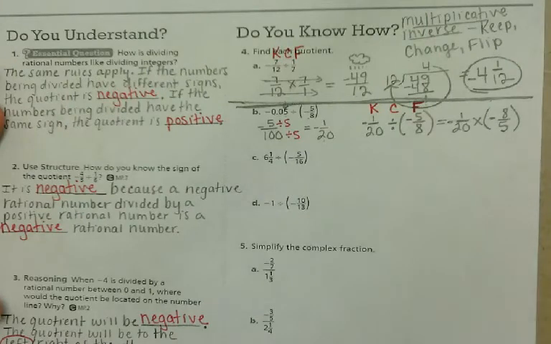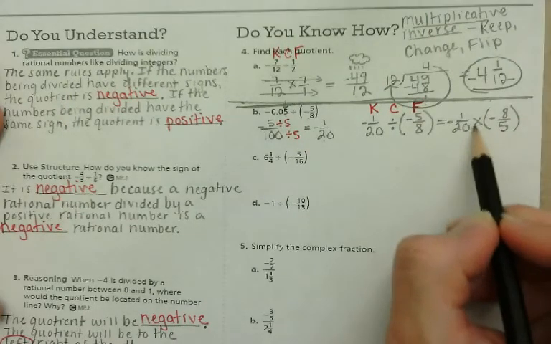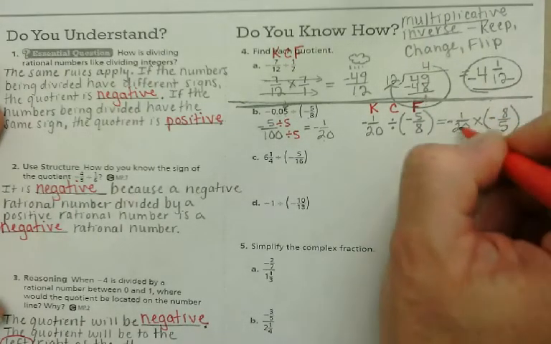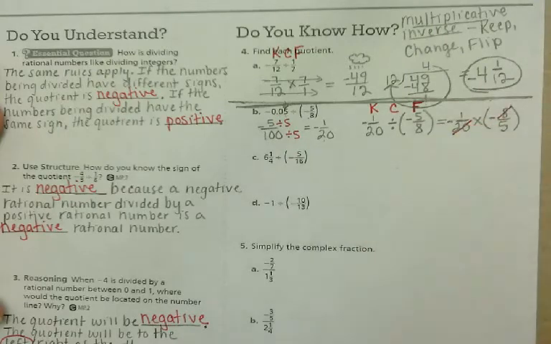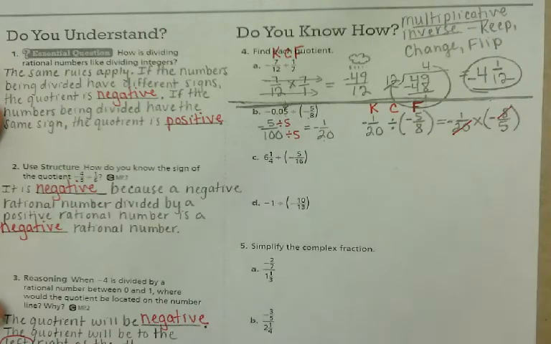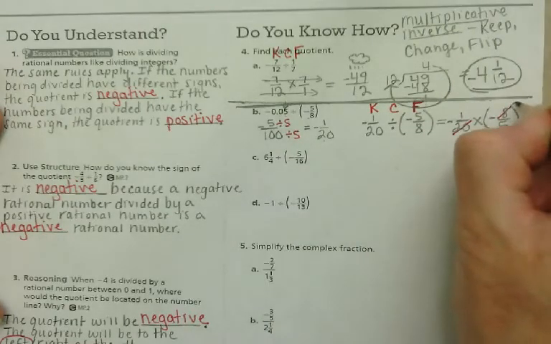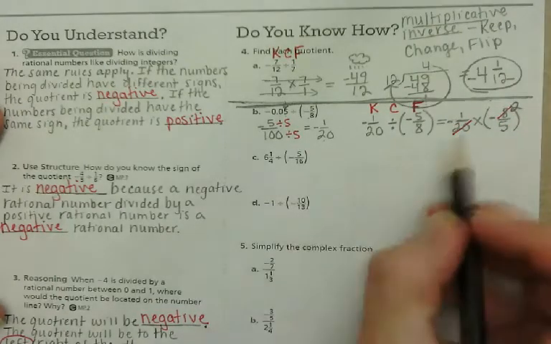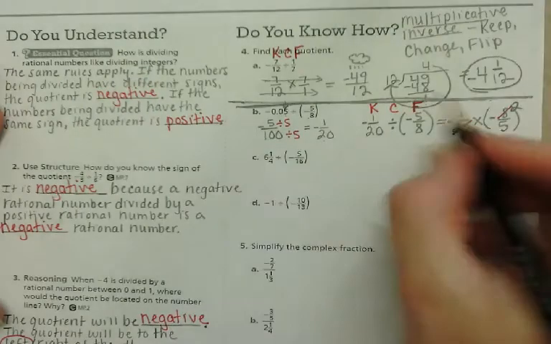Okay, so the next step, now that you have that multiplication symbol, you want to cross simplify if you can. Now, I can cancel out that 20 and the 8 and reduce both numbers by dividing them both by a 4. And 8 divided by 4 is 2. So I'm going to replace it with a 2. And 20 divided by 4 is 5.